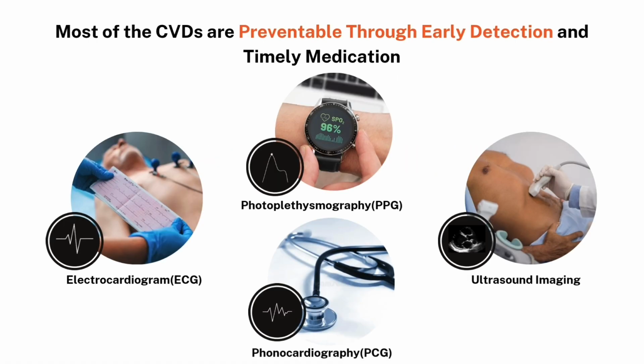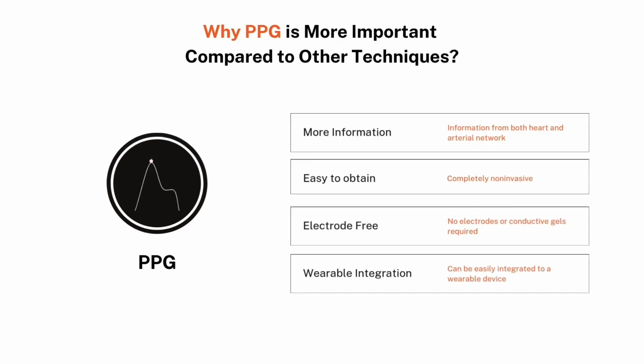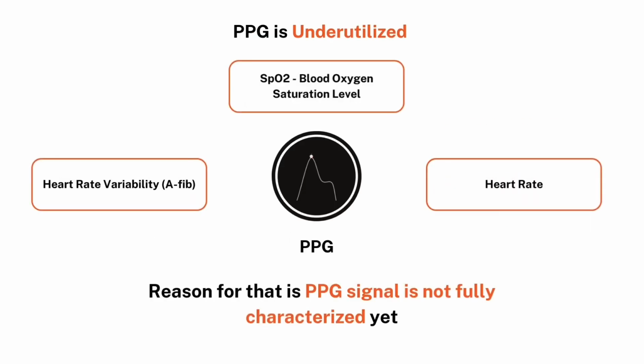Cardiovascular disease is the leading global cause of death, driving interest in early diagnostic methods such as ECG, ultrasound, phonocardiograms, and photoplethysmography. But compared to others, PPG offers a few additional advantages. It can provide more information, is easy to acquire, does not require electrodes, and can be easily integrated into wearable devices. Despite these advantages, PPG is mostly limited to heart rate, SpO2, and heart rate variability monitoring due to limited understanding of the physiological factors influencing its waveform.